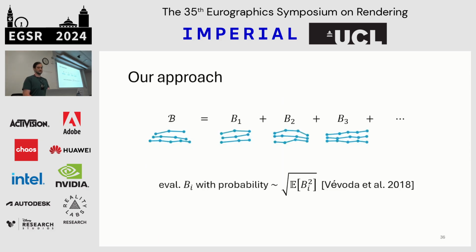So what we do instead is to think of the full estimator here, which combines every path length, as the sum of individual estimators. So each estimator handles only one of the path lengths. Choosing one of the estimators is the same as choosing a path length. And we can optimally choose such an estimator in proportion to the square root of its second moment, which of course we don't know in advance.